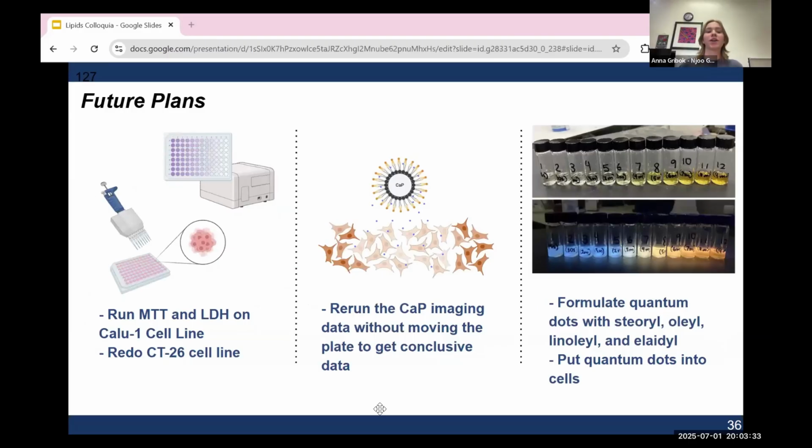Okay, so for our future plans, we hope to run MTT and LDH assays on the Calu-1 cell line and redo the CT26 cell line. We also plan to rerun the CaP imaging data so that the plate doesn't move, and formulate quantum dots with sterol, oleyl, linoleyl, and allyl tripod lipids, as well as maybe put quantum dots into cells.